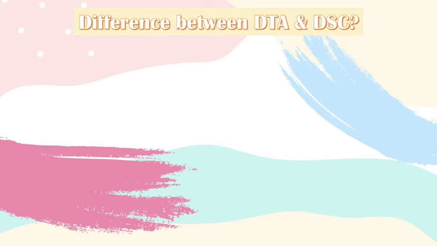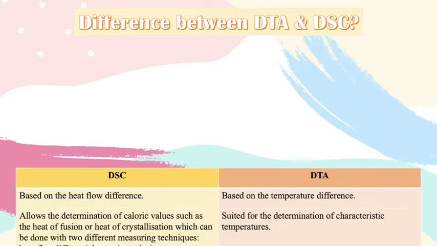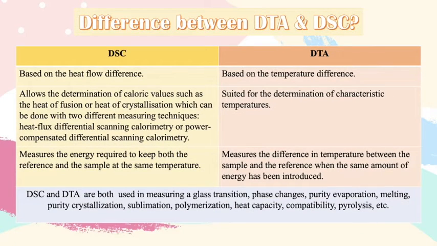So, what are the differences between DTA and DSC? This is the summary that I made for both DSC and DTA. So basically both of them are used in measuring glass transition, phase changes, purity, evaporation, melting, impurity, crystallization, sublimation, polymerization, heat capacity, compatibility, pyrolysis, and many more.